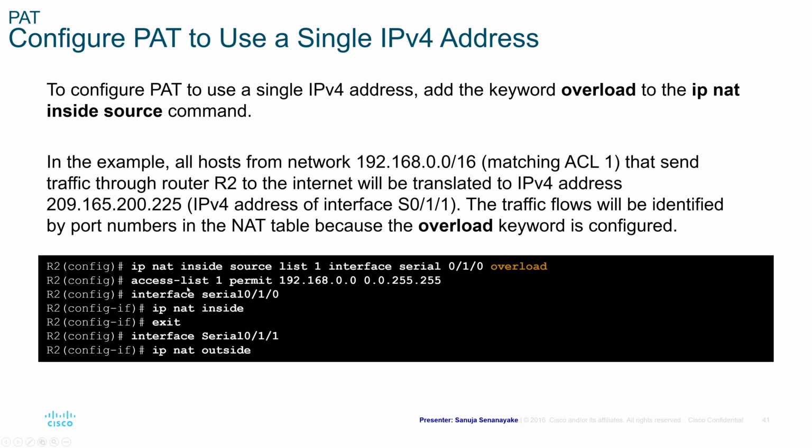See, right here, you can see that the overload keyword is entered along with the ip nat inside source list command, interface serial 0/1/0. Therefore, the traffic flow will be identified by the port in the NAT table because of that keyword command, right? That's a keyword that can be used in this command. So what's happening here is NAT overload, which is also known as PAT. Remember that.